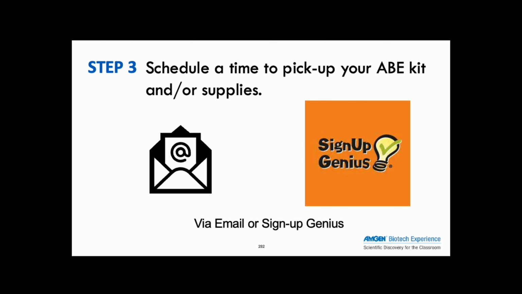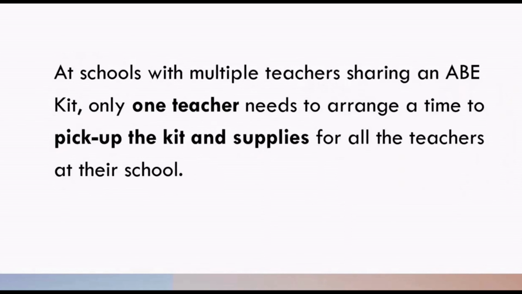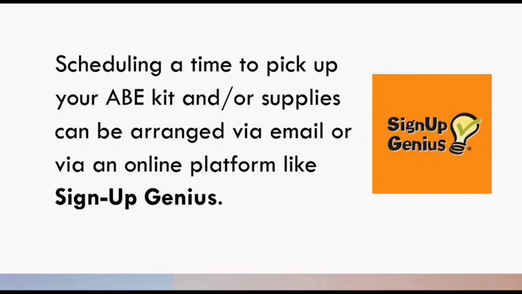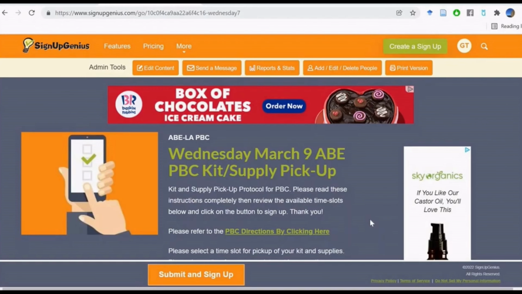Step 3. Schedule a time to pick up your ABE kit and/or supplies. For schools that have multiple teachers sharing a kit, only one teacher needs to arrange picking up the kit and supplies for all the teachers at their school. While some distribution centers schedule pickup times via email, others use a scheduling platform called Sign Up Genius. To schedule a pickup time using Sign Up Genius, follow the link emailed to you by your site coordinator to access the Sign Up Genius page.